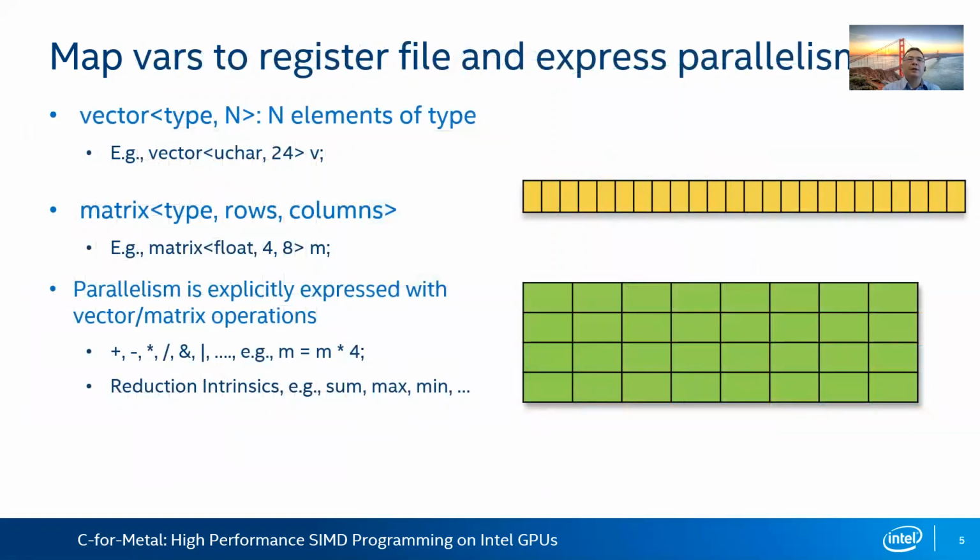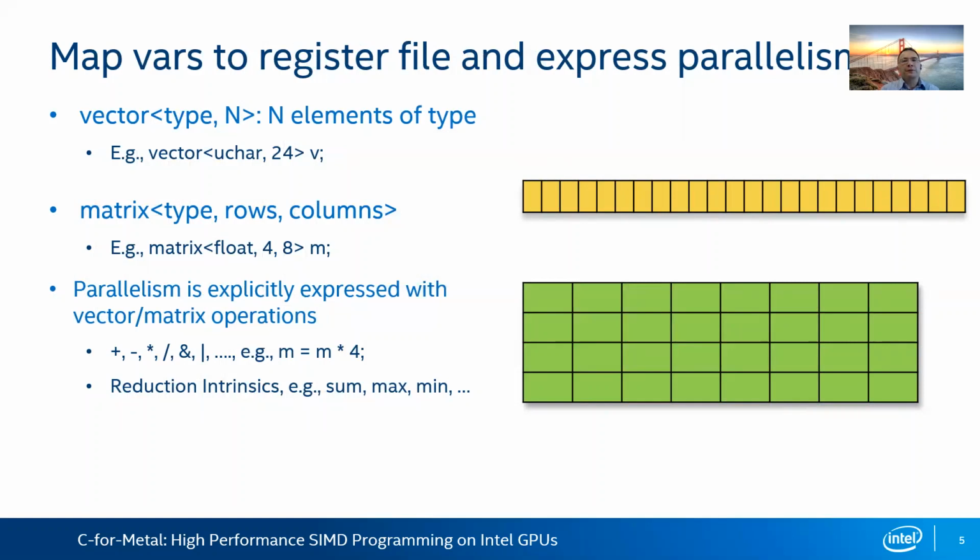Due to the time limit, I only cover features that will be used in the example of this presentation. Other features and details are described in the paper. If you have assembly programming experience, the first thing you likely care about is how to map the variable to register. Furthermore, if hardware can do operations in parallel, you also care about how your algorithm can be expressed in terms of parallelism to take advantage of hardware. CM achieves both with vector and matrix data types.